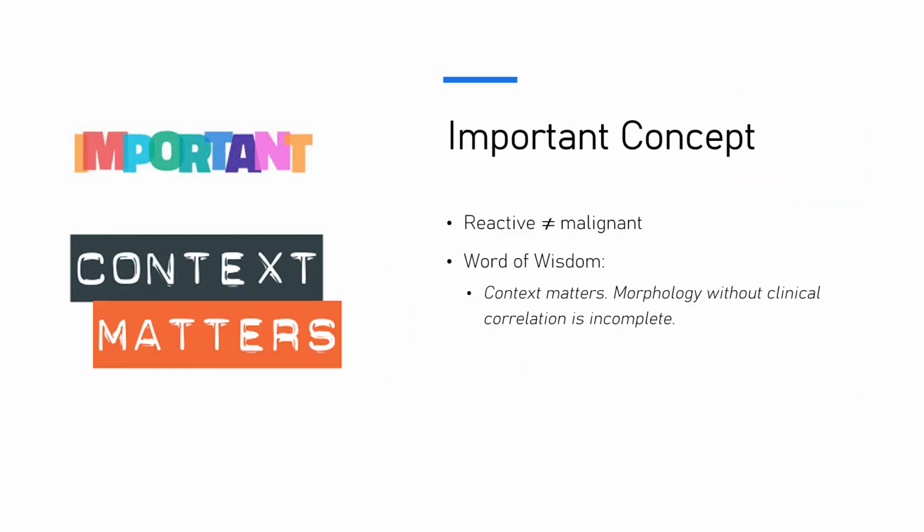Before we move forward, this slide highlights one of the most important principles in laboratory medicine. Reactive changes do not automatically mean malignancy. Cells can appear unusual or dramatic under the microscope simply because the immune system is responding to infection, inflammation, physiologic stress, or metabolic imbalance. This is why clinical context matters so much.